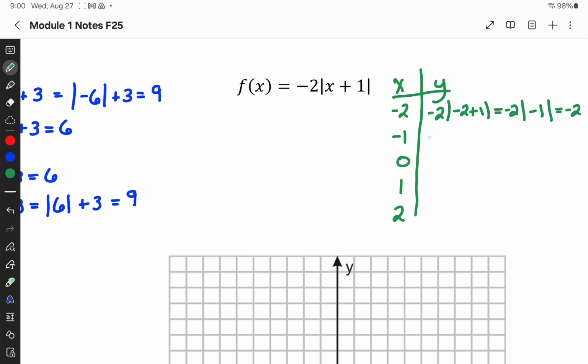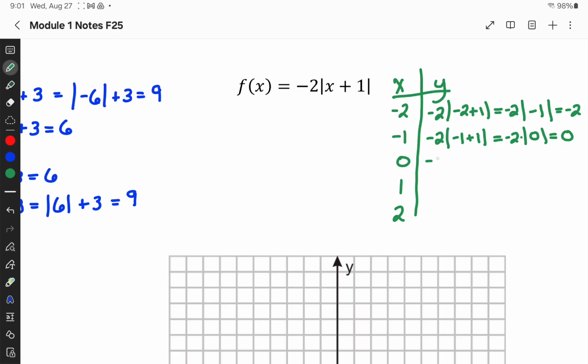Next, I'll go ahead and plug -1 in for x. So I'll have -2 times the absolute value of -1 plus 1. So that'll become -2 times the absolute value of 0. Well, that's going to be 0 inside the absolute value signs. And if I take that and multiply with -2, that's still going to just be 0. So it looks like 0 is going to be my y value there.